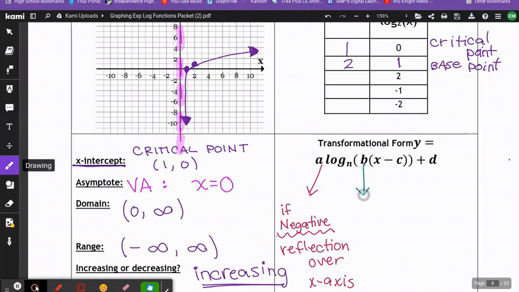The b value here, again, we're not going to do any horizontal stretches or compressions, but we are going to look to see if we get a negative in this position. If that happens, then I'm going to have a reflection over the y-axis. This is also referred to as a horizontal reflection.